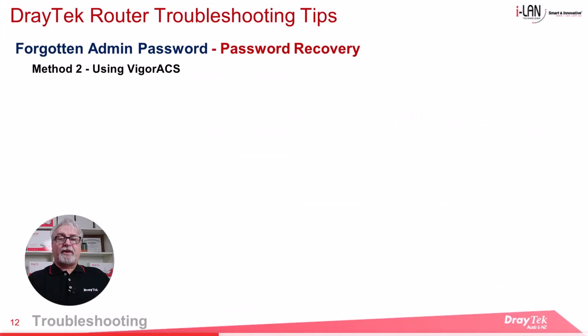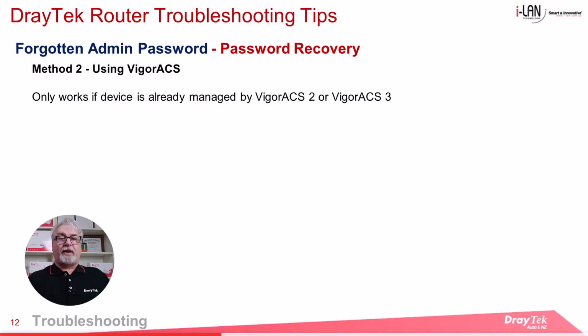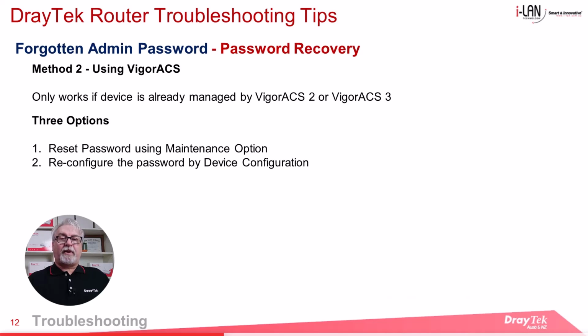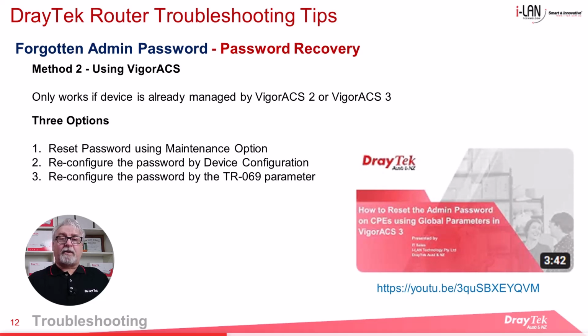The second method to reset the admin password in a DrayTek device is to use Vigor ACS software. For this method to work, the device must already be managed by ACS. There are 3 options you can use here. These are Reset Password using the Maintenance option, Reconfigure the password by device configuration, and Reconfigure the password by the TR069 parameter. I won't go into detail here, but if you're interested, I'll leave a link in the description below to a previous video we made that goes through it.